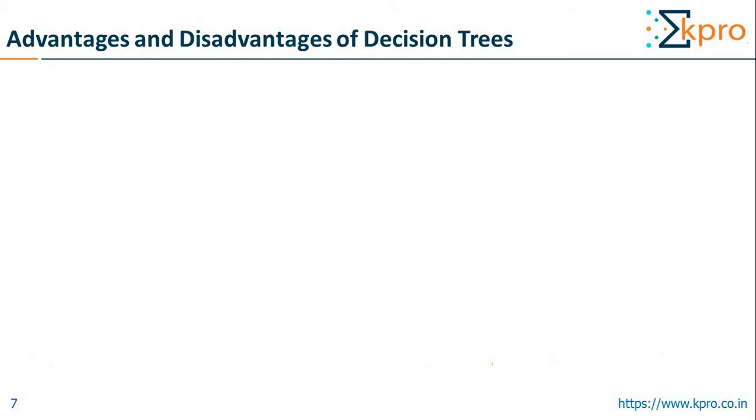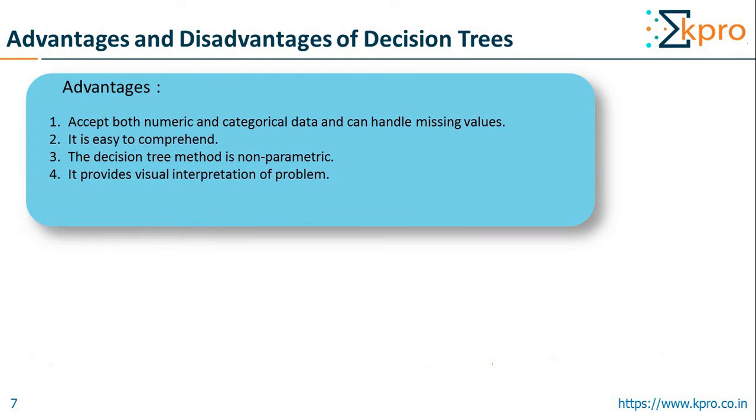Now let's have a look at the advantages and disadvantages of decision tree. The most important advantage of a decision tree is that it accepts both numerical and categorical data and very effectively handles missing values. It is easy to comprehend, and also learning decision tree is simple and fast.